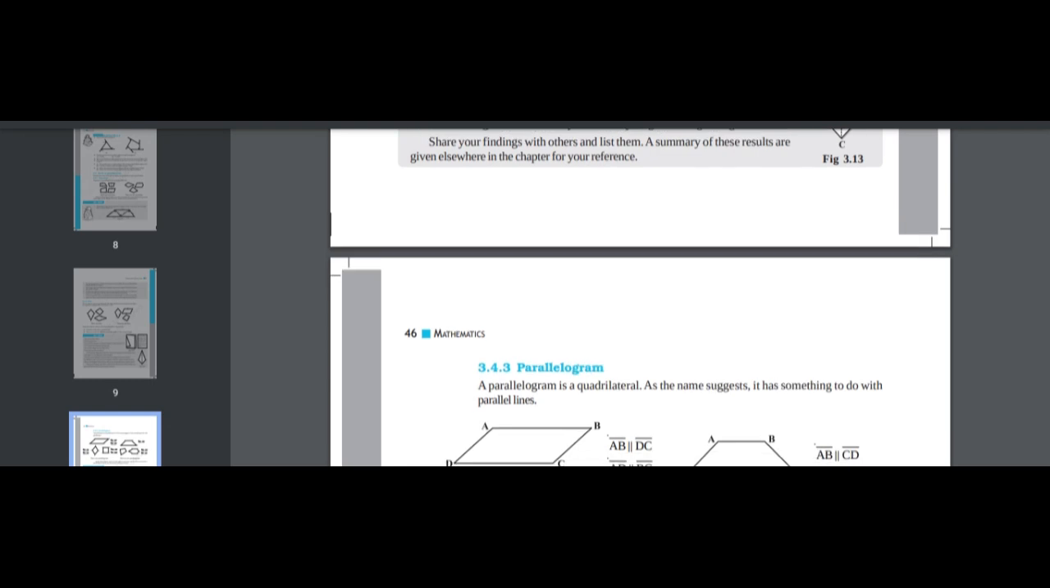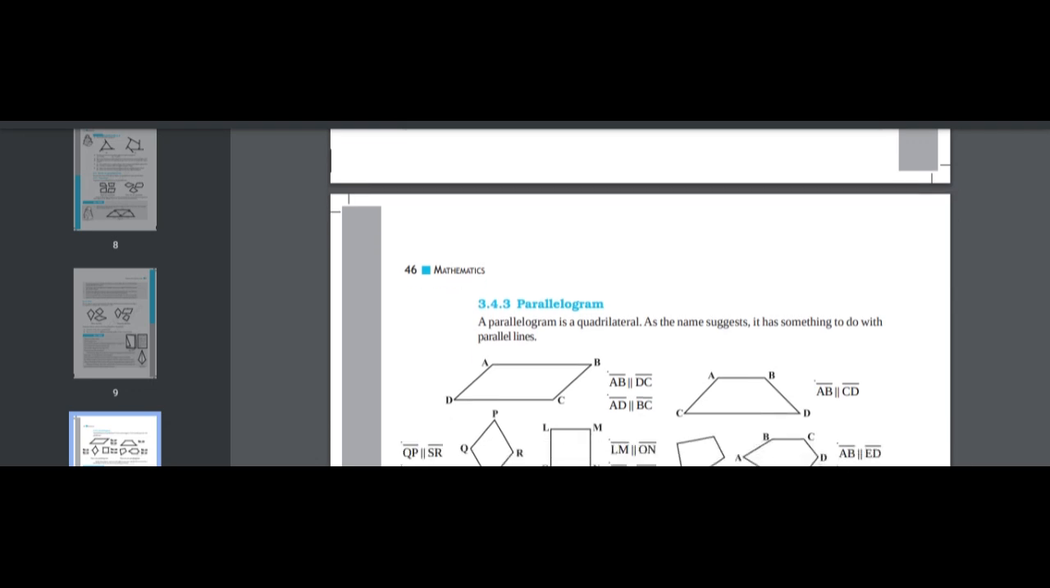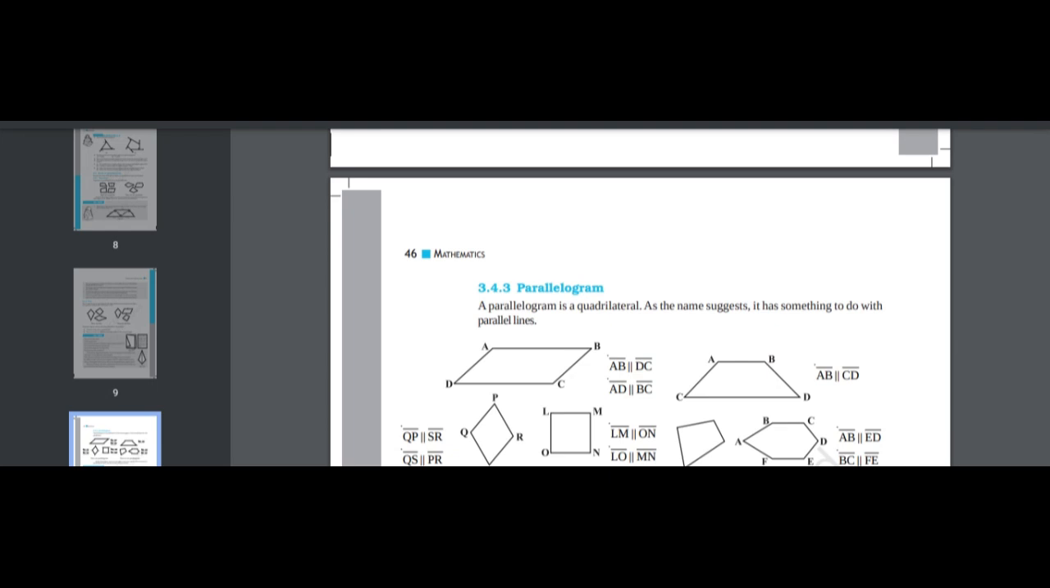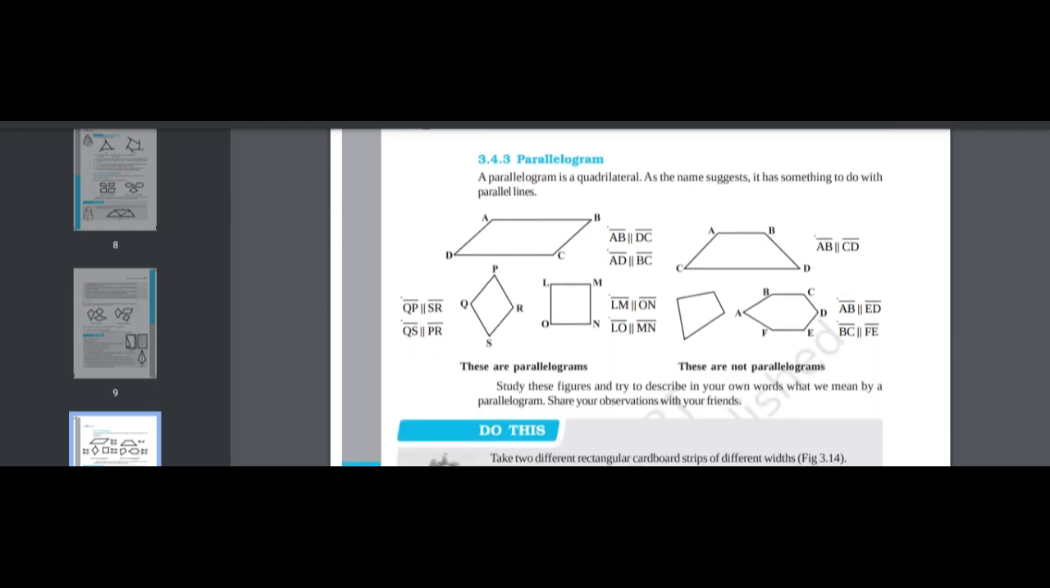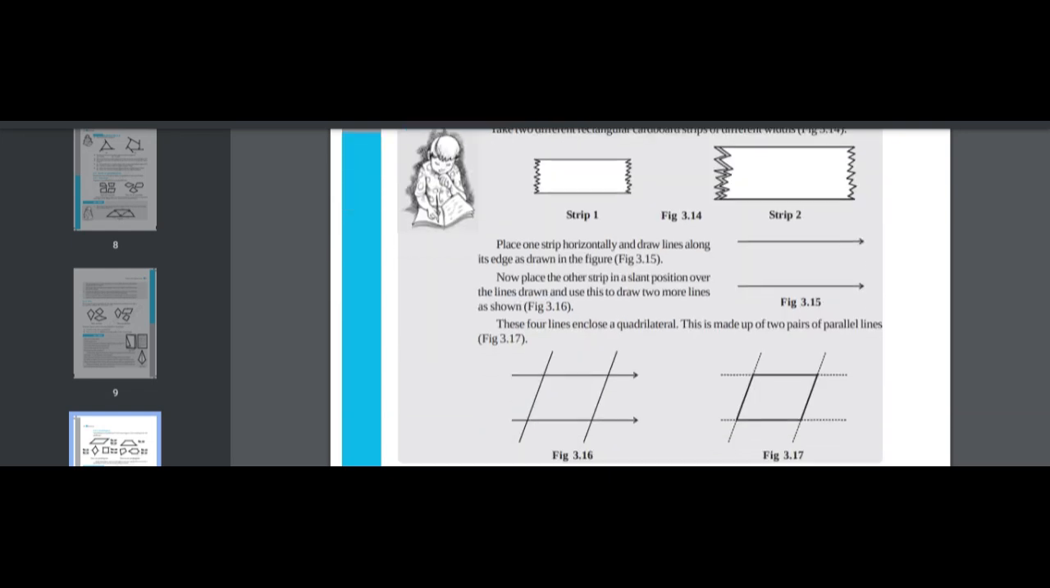After the kite we have the parallelogram. How does a parallelogram look? As the name suggests, it has something to do with parallel lines. It has parallel lines. Yes, these are parallelograms. These are not parallelograms.